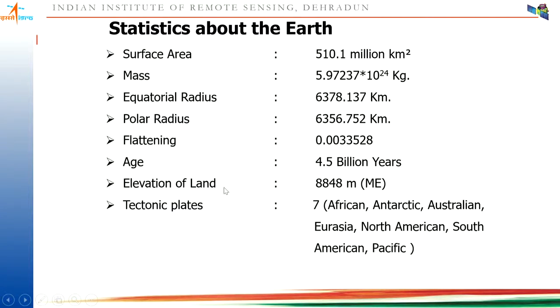And elevation, with respect to the mean sea level, is 8848, at Mount Everest. And there are seven tectonic plates, which are African, Antarctic, Australian, Eurasian, North American, South American, and the Pacific.